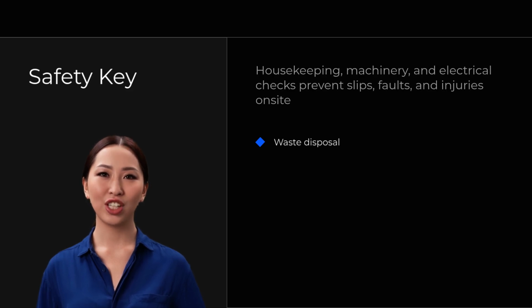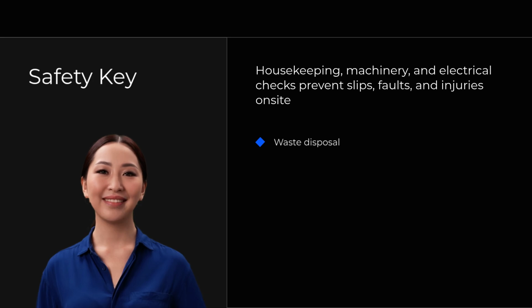The checklist starts with housekeeping and cleanliness. Clean floors, proper waste disposal, and organized storage help reduce slips and trips. It also covers machinery and equipment, including guards, emergency stops, and maintenance. Electrical safety is another core area, with checks on cords, plugs, wiring, and grounding for damage or faults.